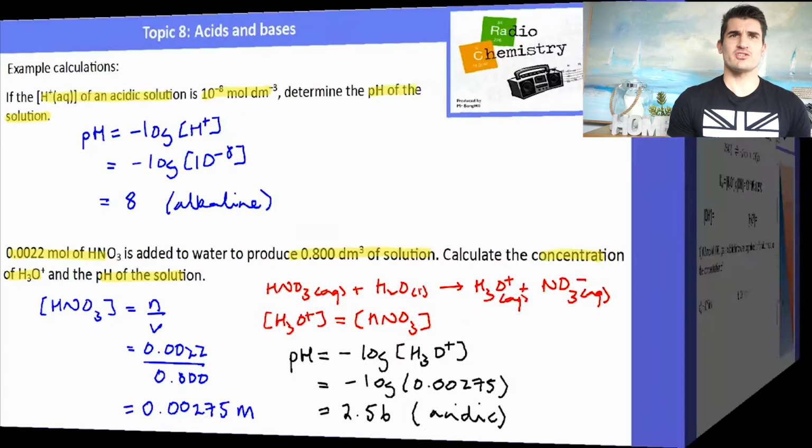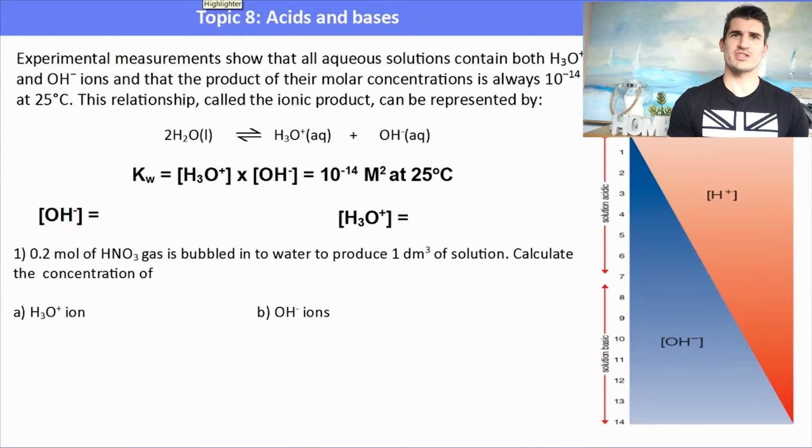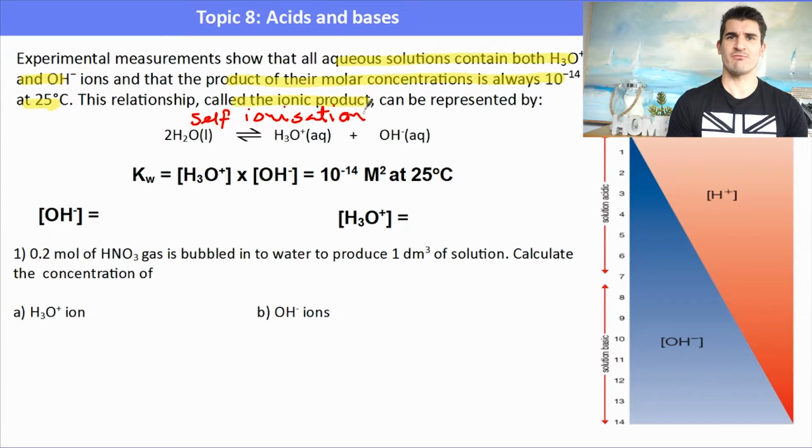Now, experimental measurements have shown that all solutions contain some amount of the hydronium ion and some amount of the OH- ion, and the product of their molar concentrations is always equal to 10 to the minus 14. This relationship is called the ionic product, and it comes about from the self-ionization of water. Water can self-ionize, where two water molecules will react. One will act as an acid, and one will act as a base to produce H3O+ and OH-.